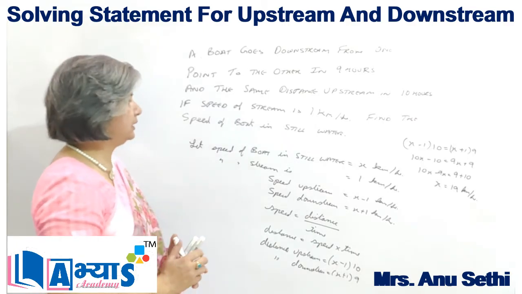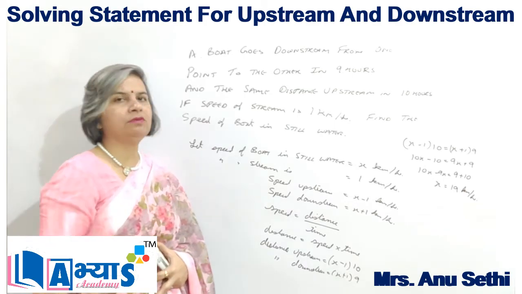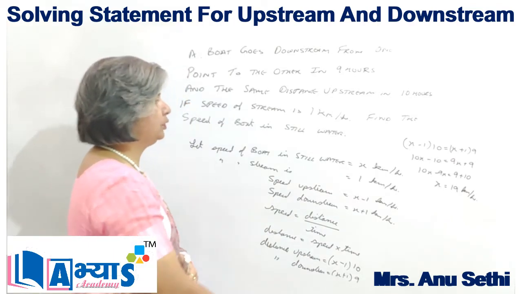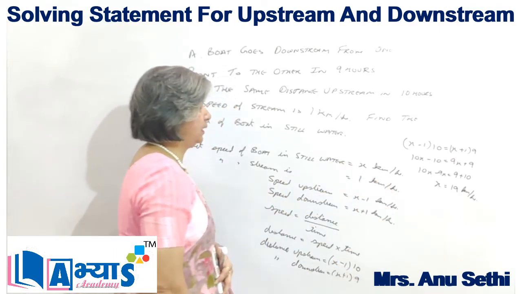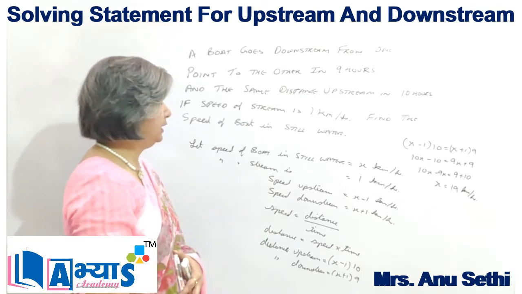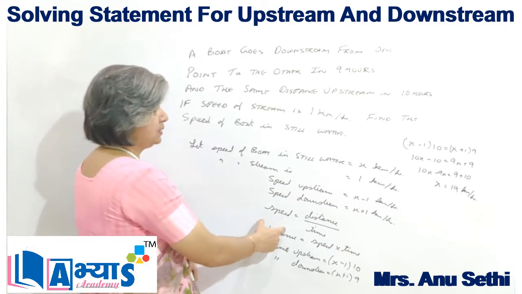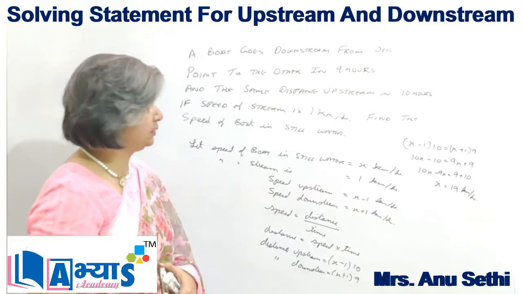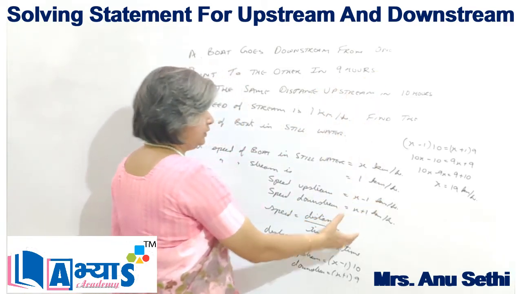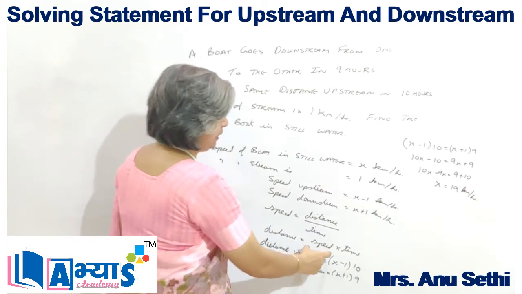I would like to discuss it again. That means we are given the speed of the stream is 1 kilometer per hour, and let us assume that the speed of the boat in still water is x kilometers per hour. Then speed upstream will be x minus 1 kilometer per hour and speed downstream will be x plus 1 kilometer per hour. We know that the speed is equal to distance upon time. As we have been given the time and we know the speed, so we can calculate distance. The formula for distance will be speed into time.